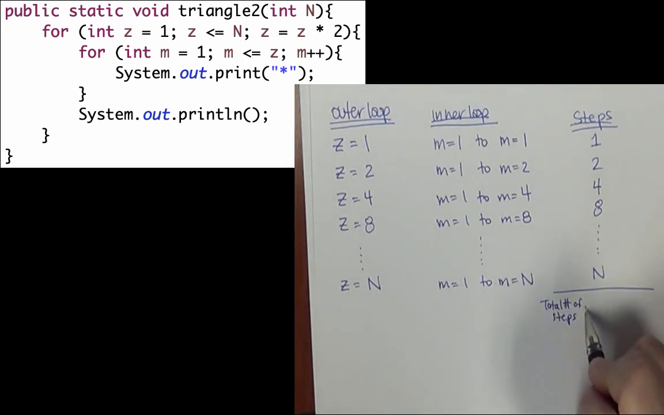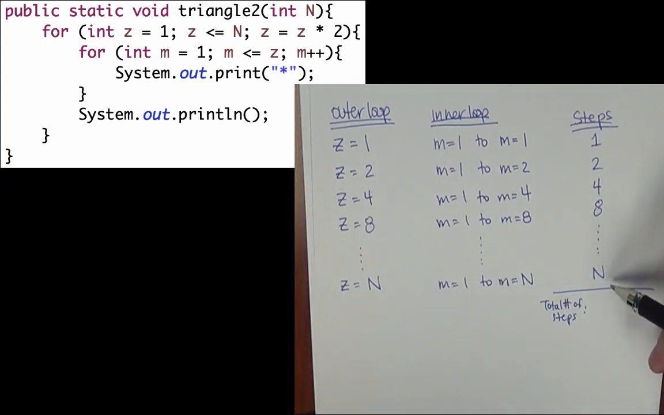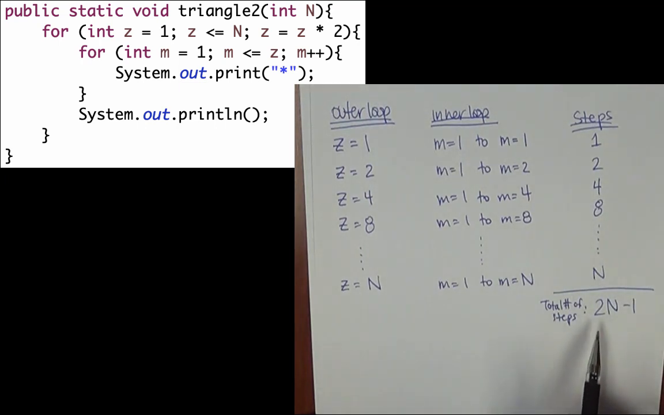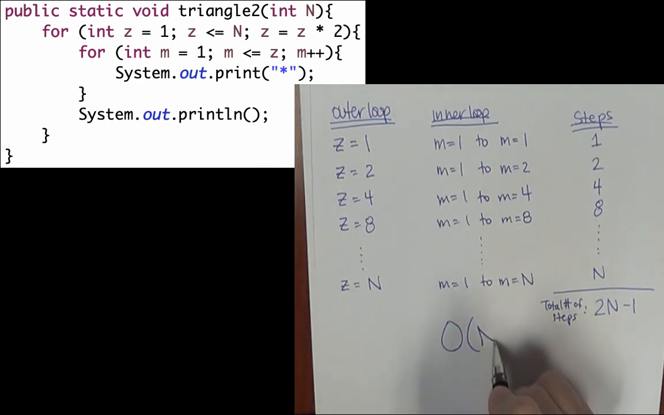Here, we want the total number of steps. And this is a series that we've seen before, and the sum is the biggest term times 2 minus 1. So we get 2n minus 1 as our sum. With big O, we're going to drop the constants and keep only the biggest term, so I can say this is in O of n.